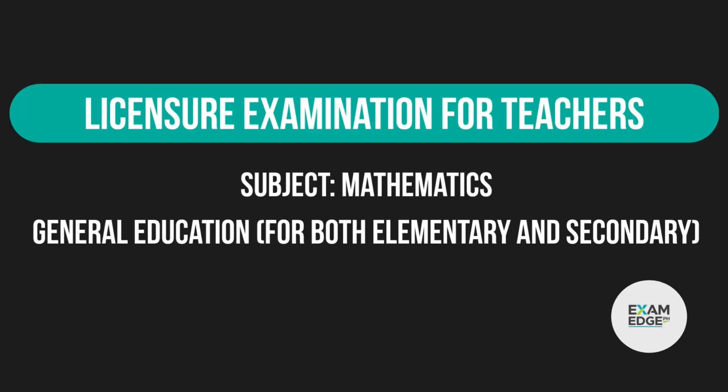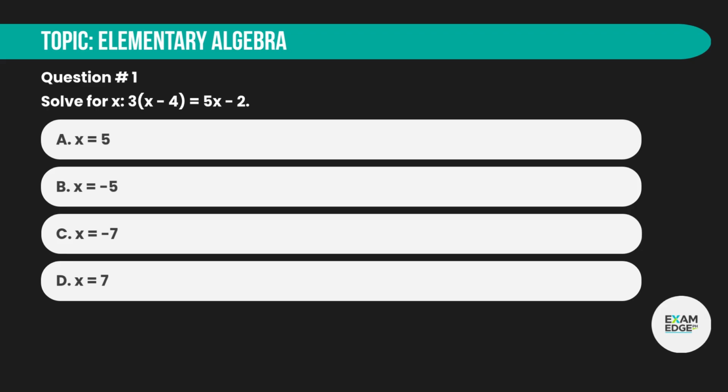Licensure Examination for Teachers. Subject: Mathematics. General Education, for both elementary and secondary. Topic: Elementary Algebra. Question number 1. Solve for x. 3x minus 4 equals 5x minus 2.